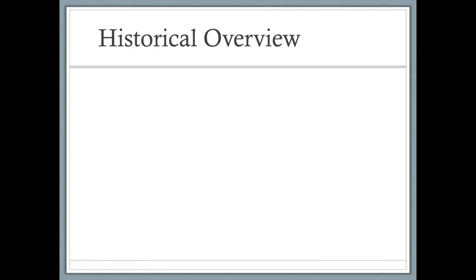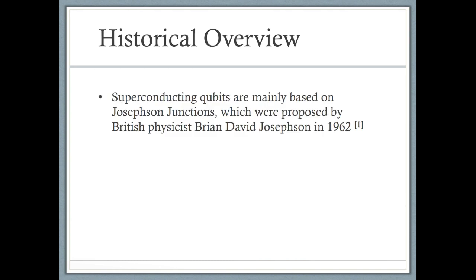But before I get into the technical details of what the X-Bond qubit is, let me first give you a historical overview of how the X-Bond qubit came into being. The X-Bond qubit is a type of superconducting qubit. It is mainly based on Josephson junctions, which were proposed by British physicist Brian David Josephson in 1962.